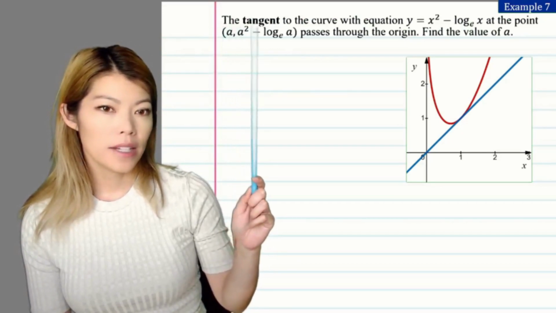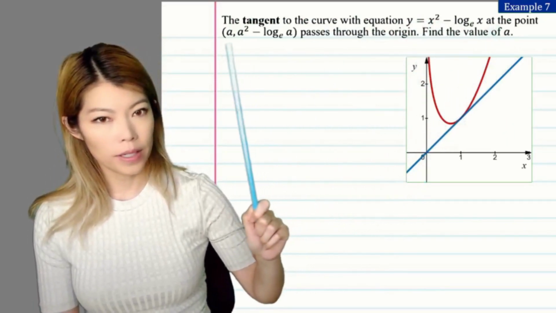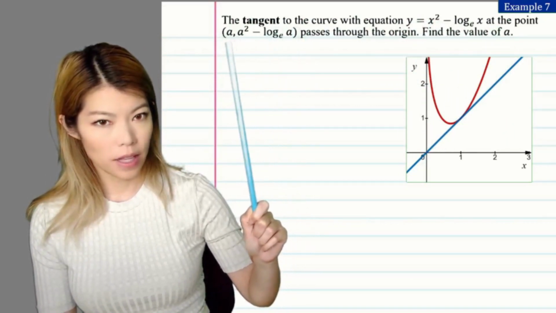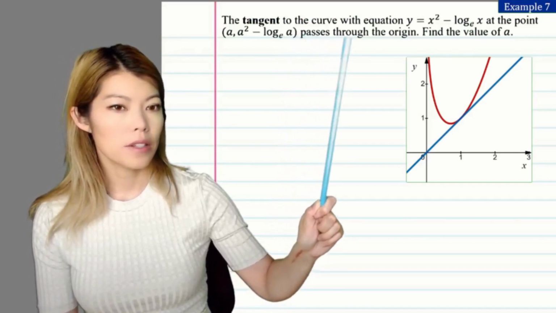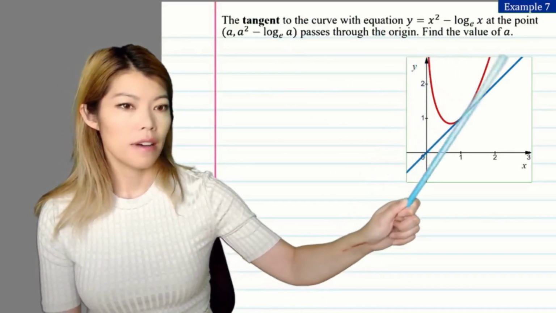Example 7. The tangent to the curve with equation y = x squared minus log e x at the point (a, y value) passes through the origin. So we have a coordinate, the origin. Find the value of a.